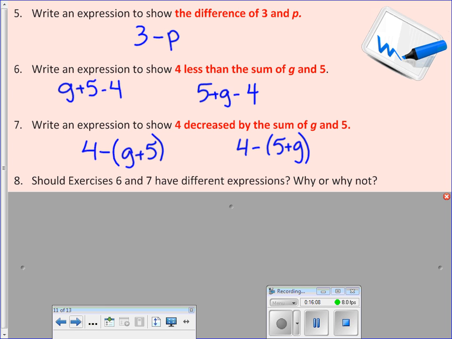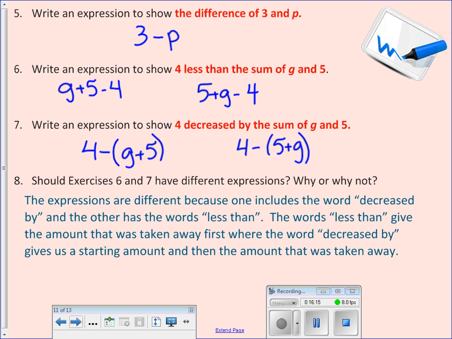Should 6 and 7 have different expressions? Absolutely. You don't have to copy this whole thing down, but let's just talk about it. In 6 and 7, we're starting with the sum and subtracting 4. But in 8, we're starting with the 4 and then subtracting. So in number 6, it's the sum minus 4, and 7, it's 4 minus the sum.